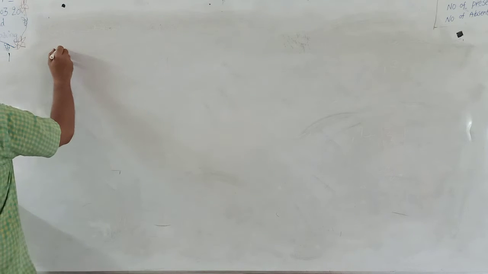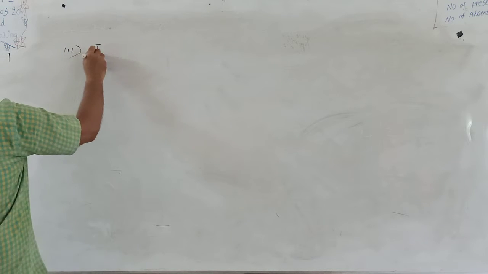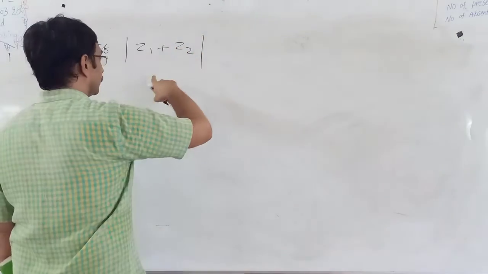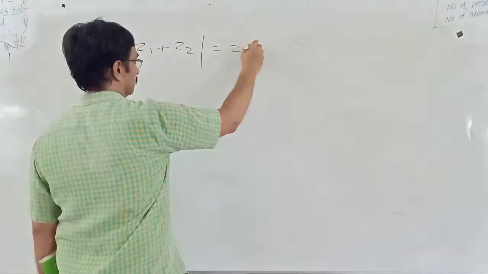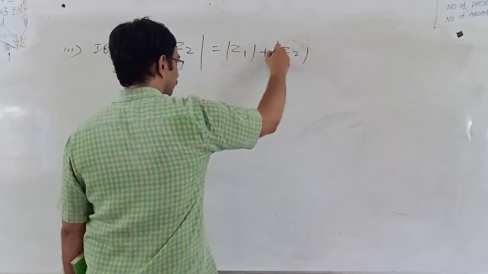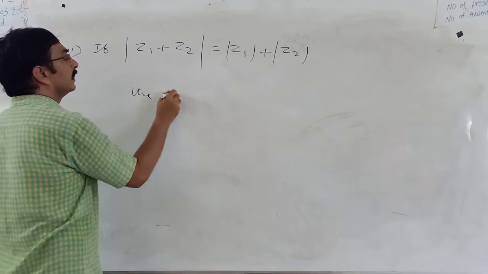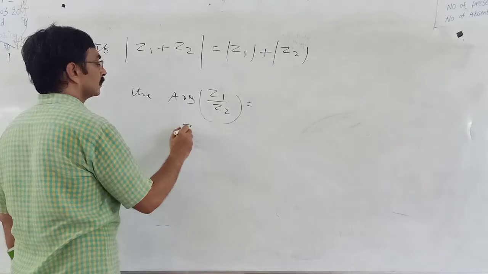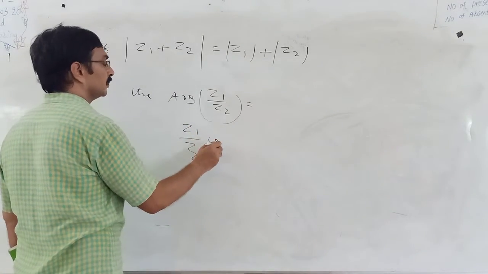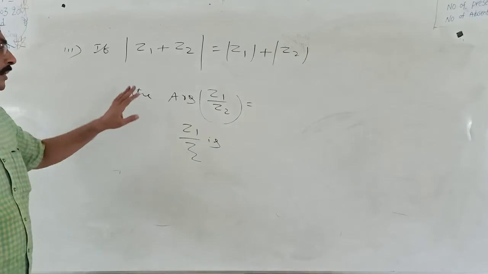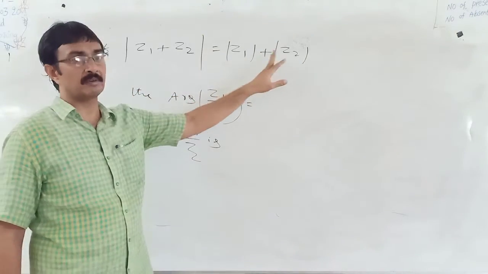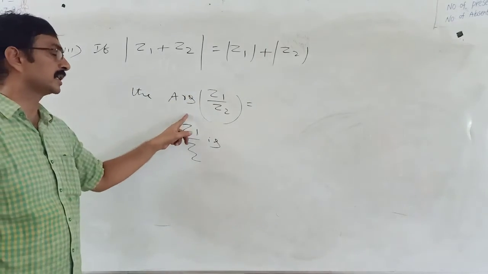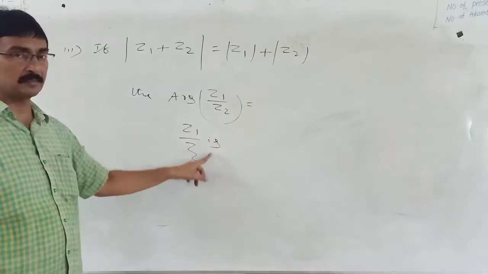Next application. If modulus of Z1 plus Z2 equal to mod Z1 plus mod Z2, then argument of Z1 by Z2 and Z1 by Z2 are two problems. If modulus of Z1 plus Z2 equal to mod Z1 plus mod Z2, one problem: what is argument of Z1 by Z2? Other problem: what is Z1 by Z2? What about this complex number?